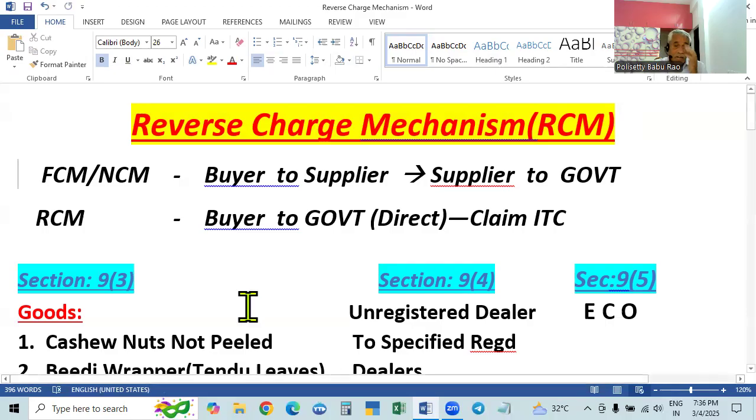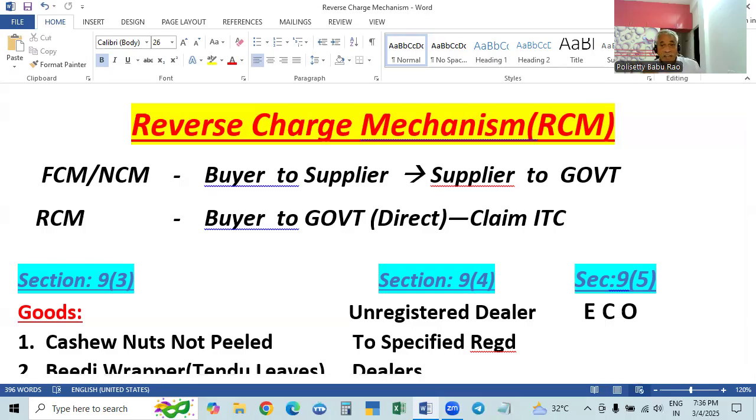And another one is, in the GST Act, there is one section, section 9. Section 9 has three subsections: 9(3), 9(4), and 9(5). Under this section, the seller, that is the supplier, when issuing the invoice or the bill, cannot collect the tax. He should not collect the tax. Only his taxable value will be collected by him. The tax will not be collected. He will not charge the tax in the bill.